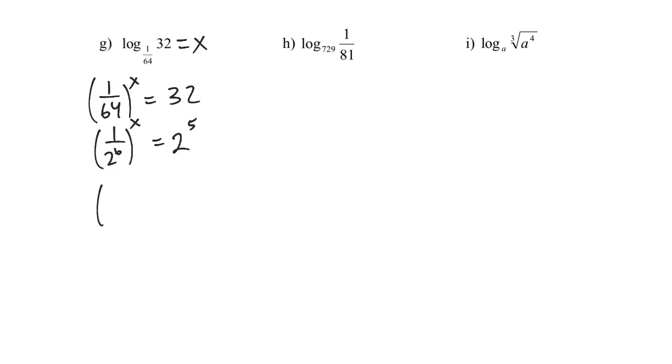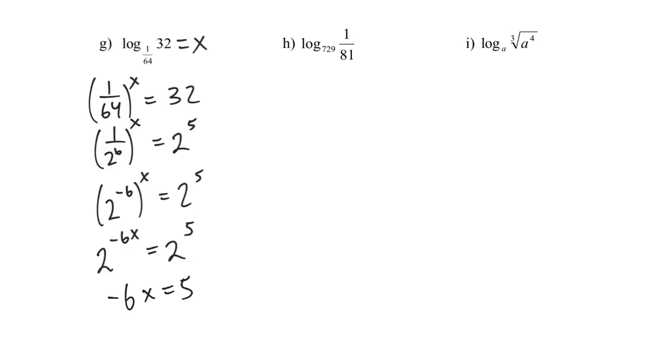And then this can become 2 to the negative 6 raised to the x, which is equal to 2 to the 5th. And then that really just becomes 2 to the negative 6x is equal to 2 to the 5th, because whenever I have a power to a power, what I end up doing is I multiply those powers together. And so now I'm ready to drop the bases. So negative 6x is equal to 5. And so therefore x is equal to negative 5 divided by 6.